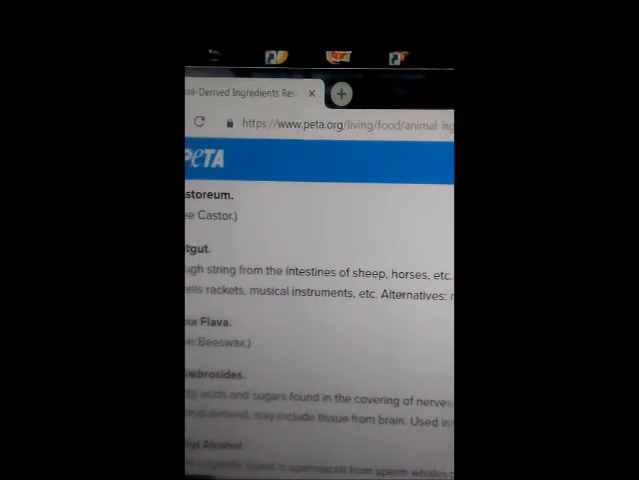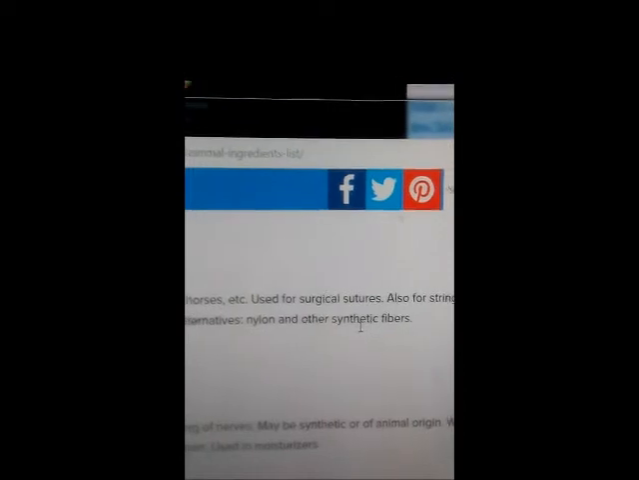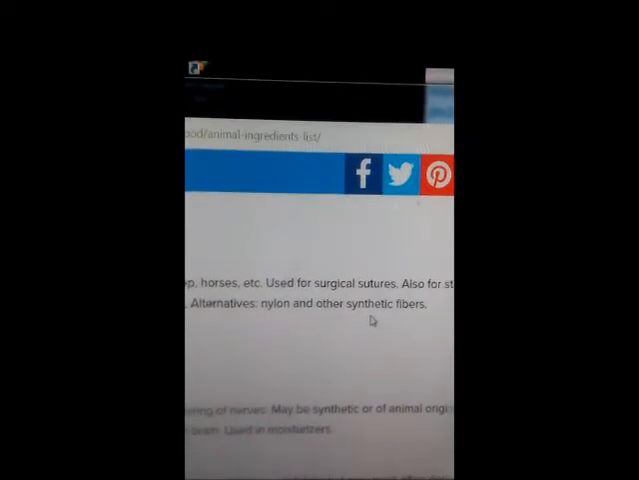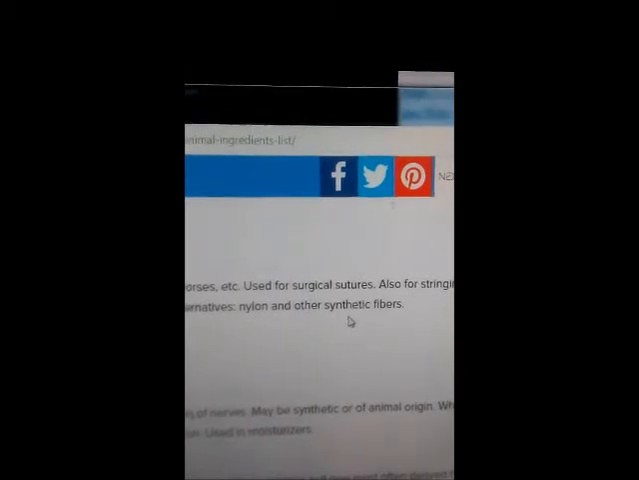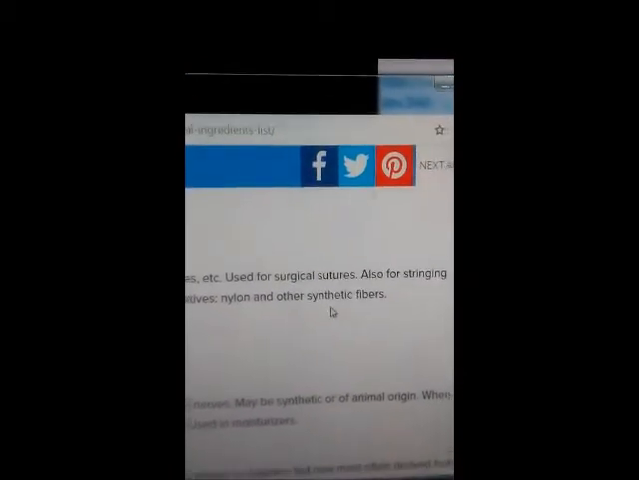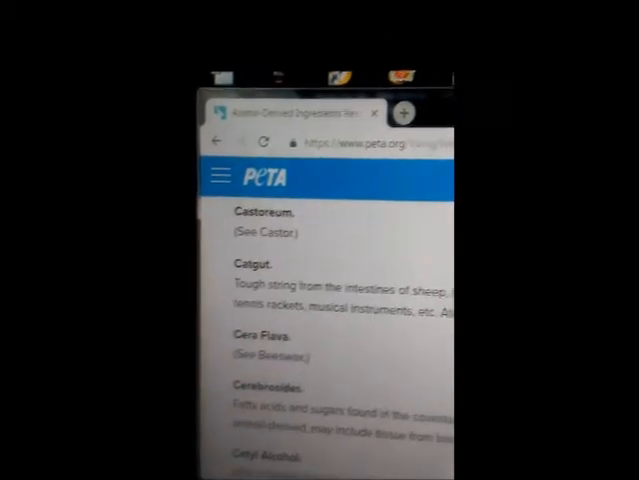Catgut. Tough string from the intestines of sheep, horses, etc. Used for surgical sutures. Oh, come on. Catgut used for surgical sutures? You want those sutures to be part of your body to hold it together? Don't you see that's unclean? Oh, that's so disgusting. Also used for stringing tennis rackets, musical instruments, etc. Alternatives are nylon and other synthetic fibers.